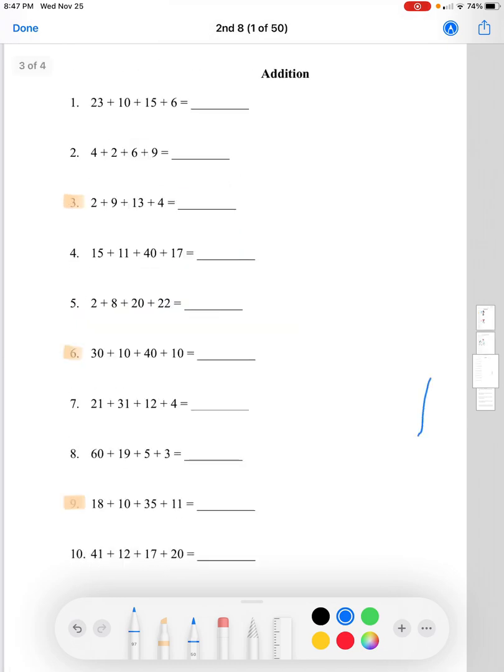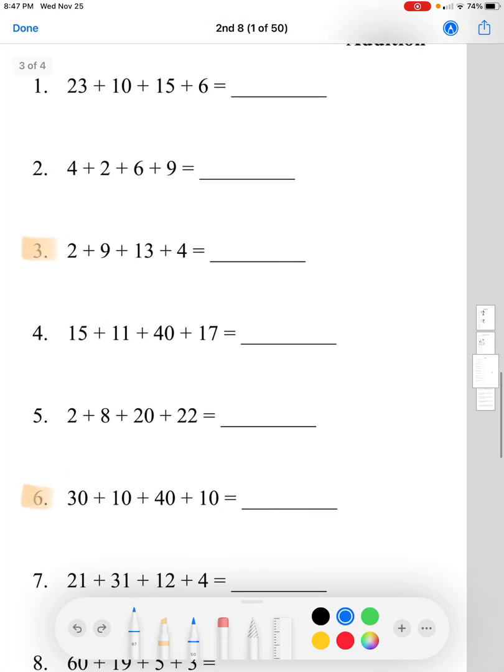Now let's move on to addition. Now we're adding more than 2 addends. So let's start with number 3. There are a lot of ways you can add multiple numbers. I'll show you the first way. It just depends on the order you add the numbers in.